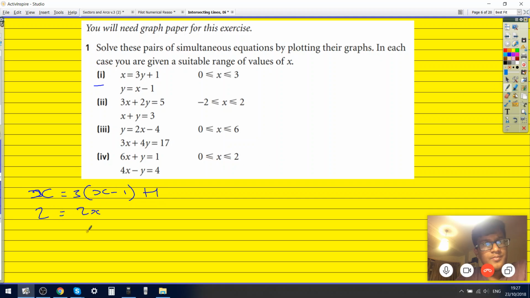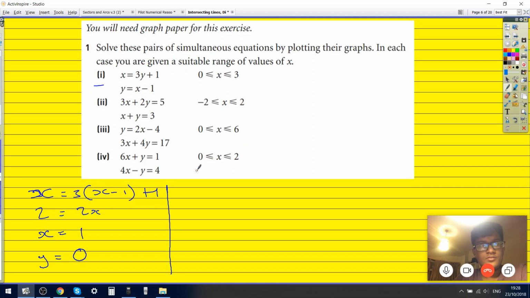Then you say x is 3y plus 1. So 1 equals 3y plus 1. 3y equals 0. So y is 0 over 3, which is also 0.